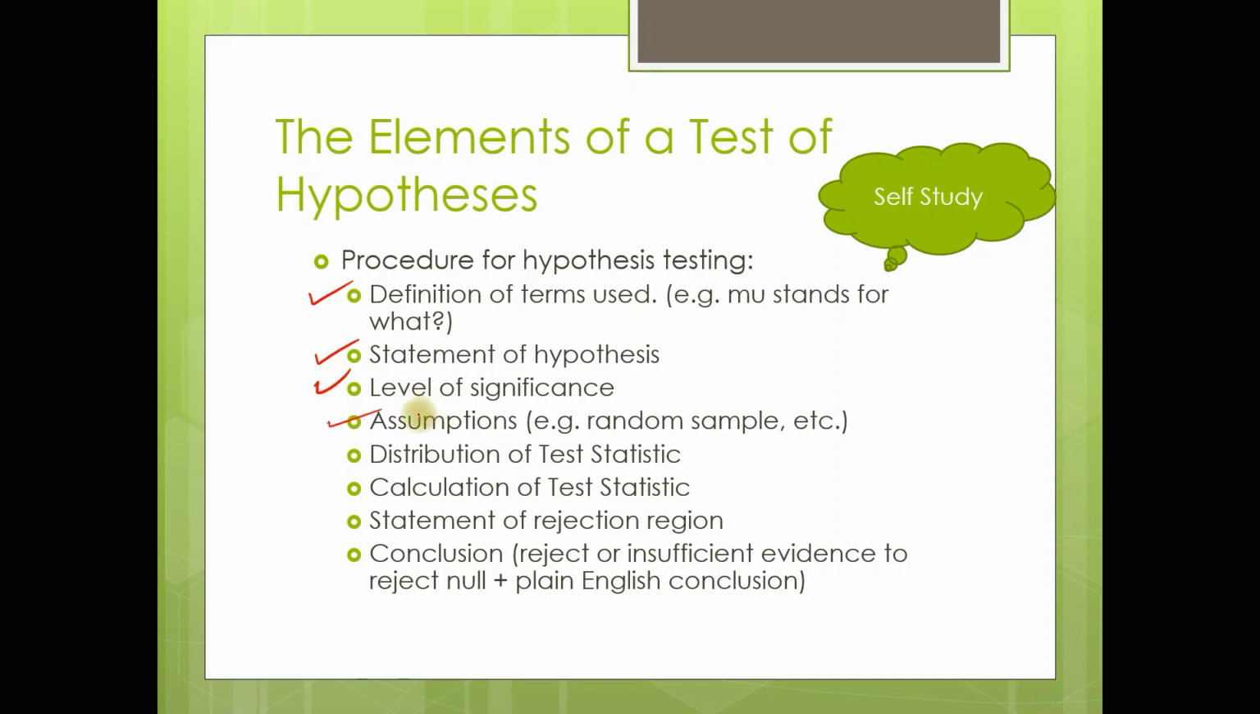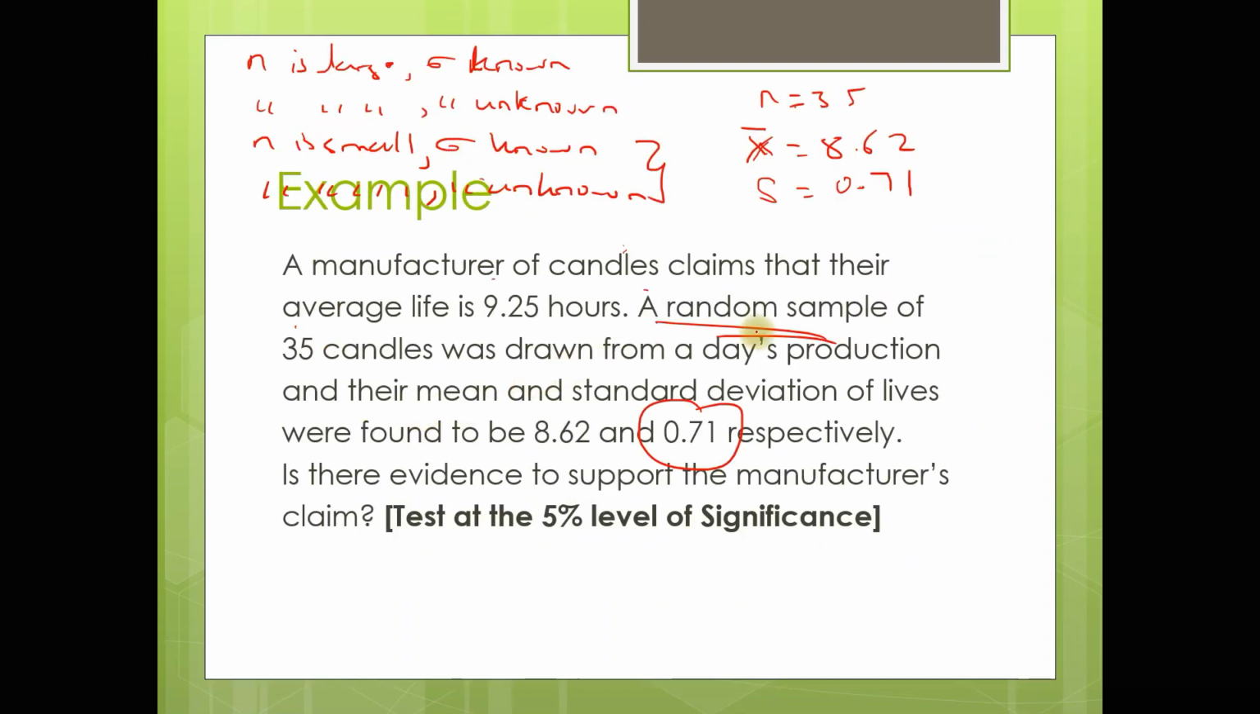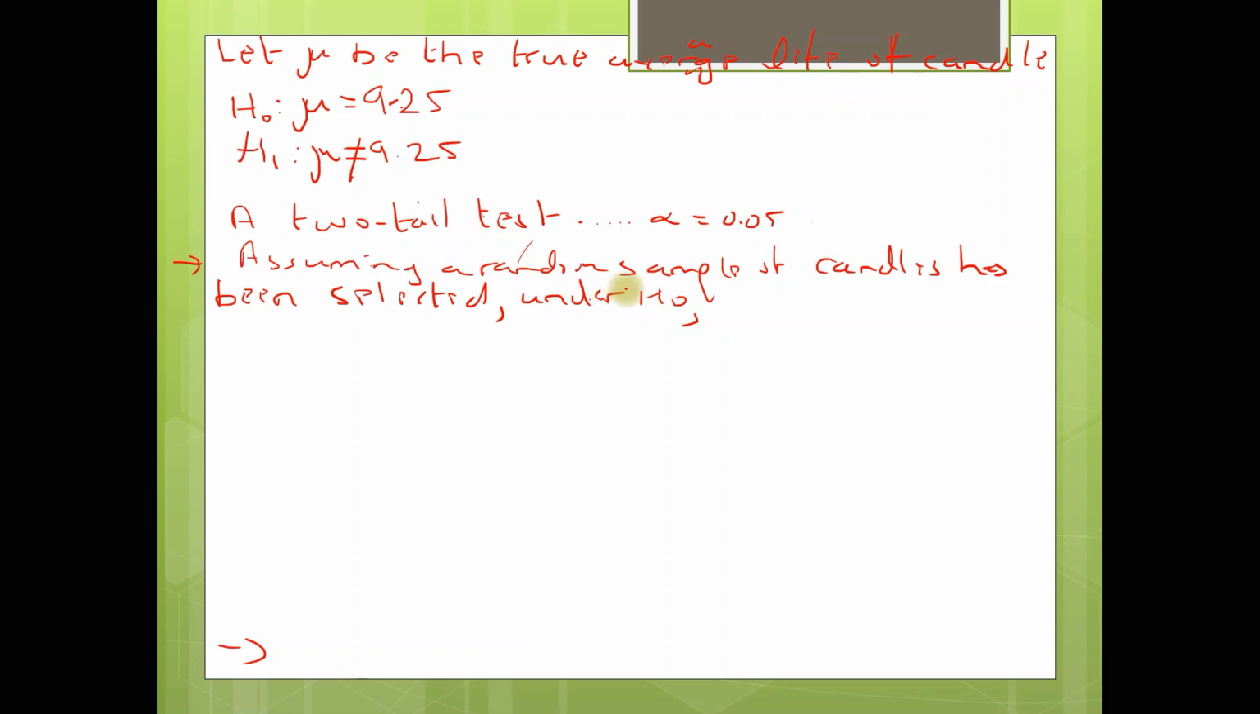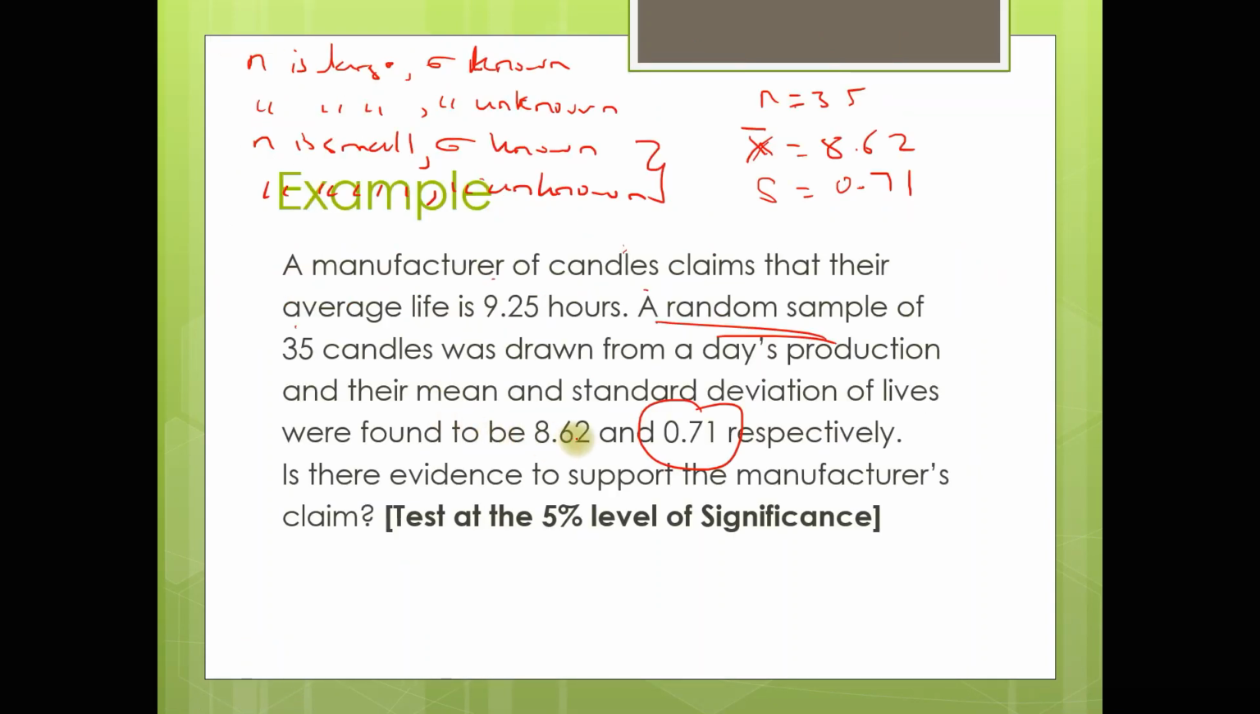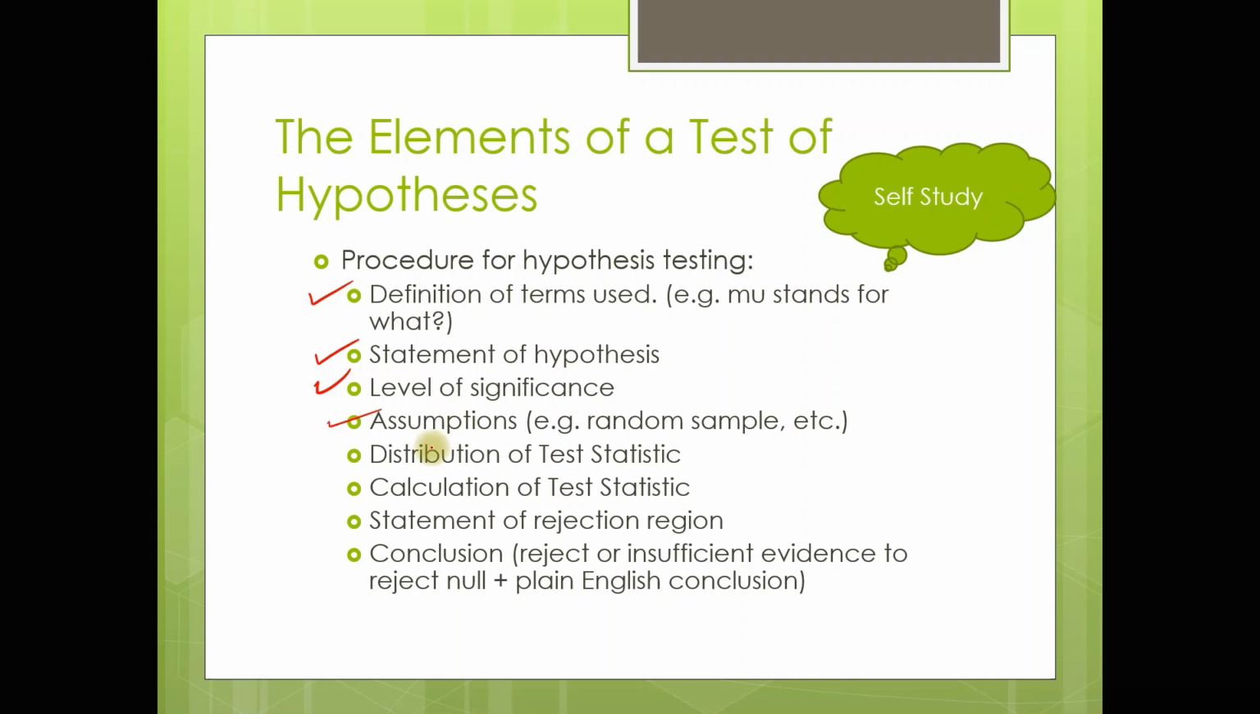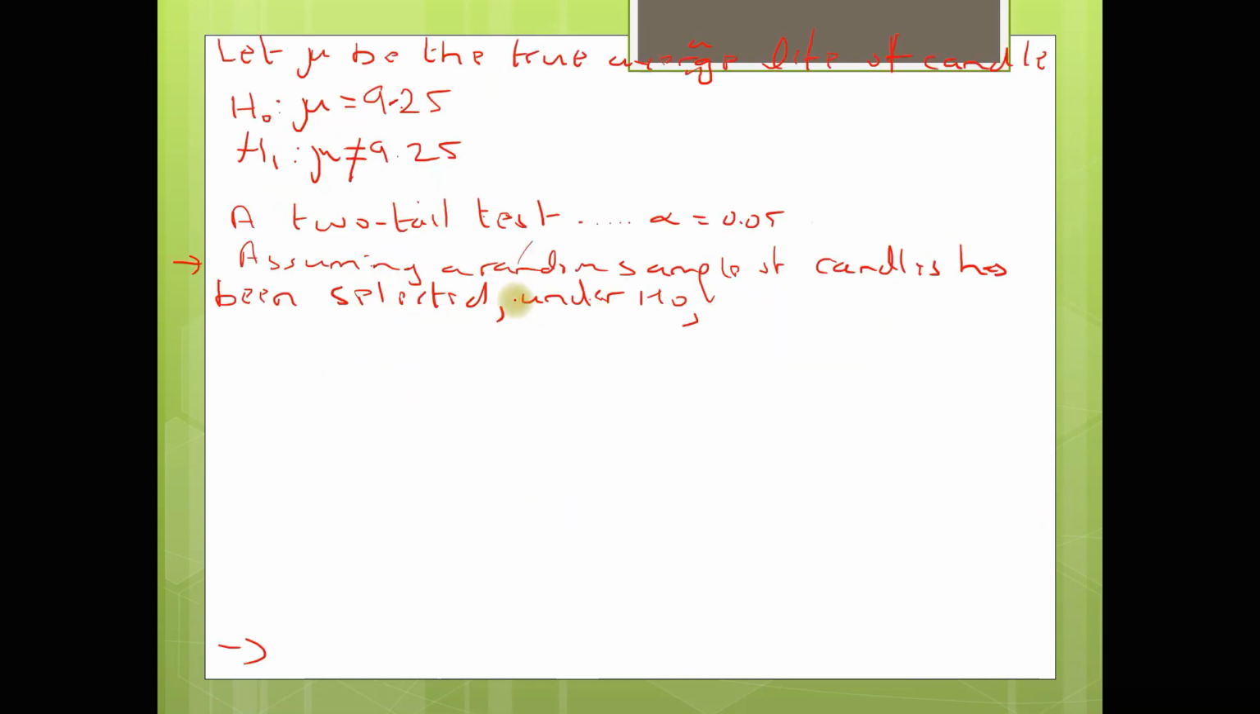So we are done with the assumption. I repeat, here you would not have been penalized. You would not even be given marks for that because it's already mentioned. But if it wasn't mentioned, you would have to do it. Then the distribution of a test statistic. What is this? Let me write it down and then I'll explain to you.